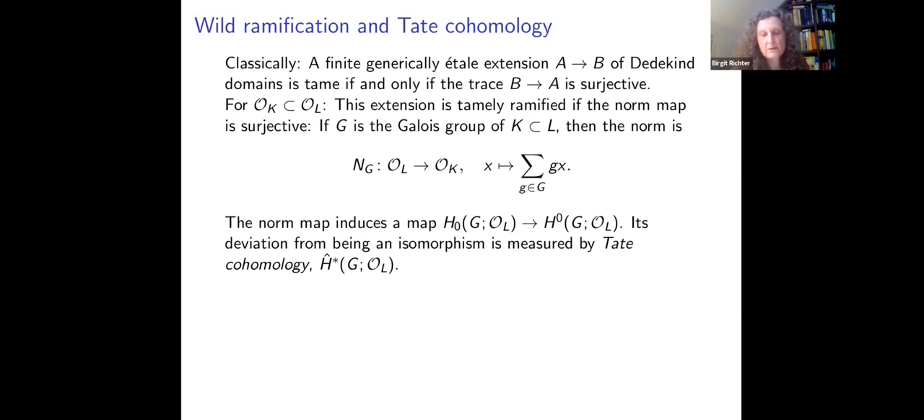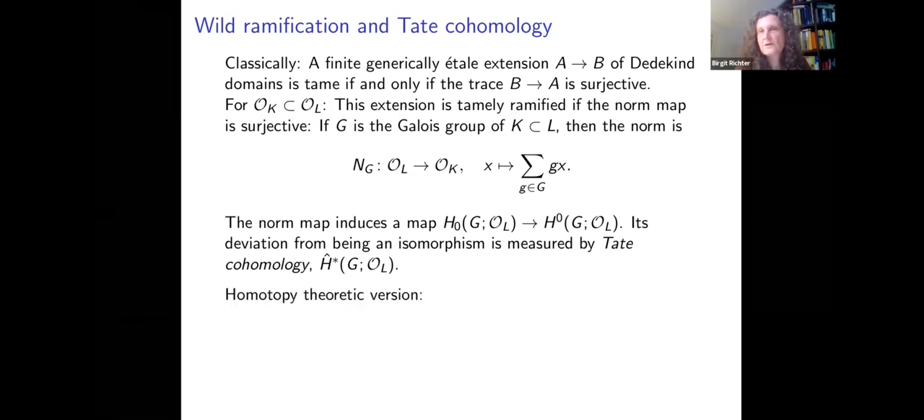And you can measure whether the norm or the trace is nice by building Tate cohomology. So you can measure the deviation of the trace map or the norm from being an isomorphism or surjective, before you took coinvariants, by defining Tate cohomology. And there is actually a homotopy theoretic version of this.